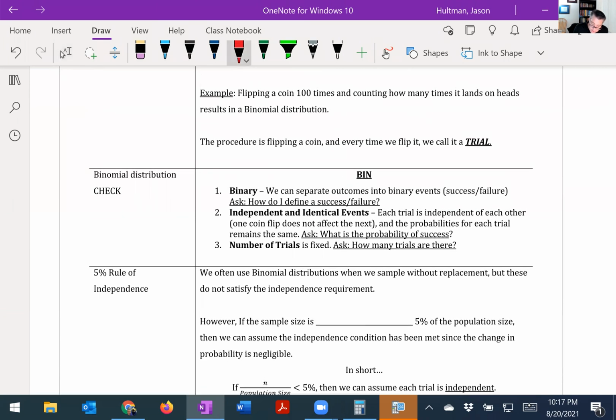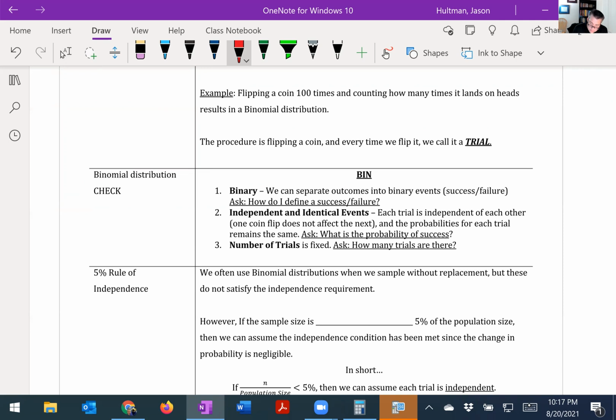The binomial is binary. We can separate outcomes into binary events, success or failure. How do I define a success or failure? Is heads going to be a success, or is tails going to be a success? We have to define which is the success and which is the failure.